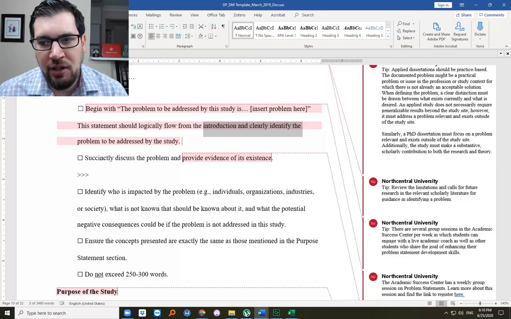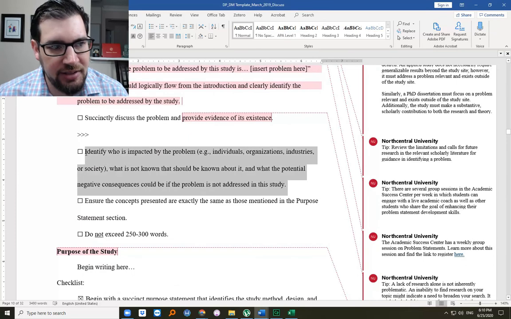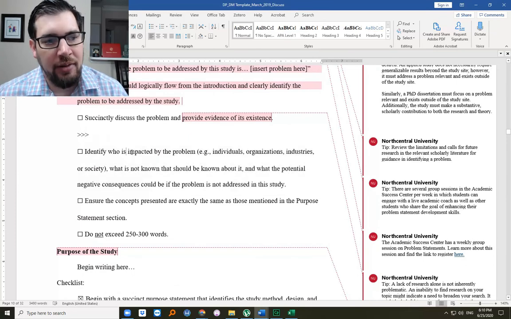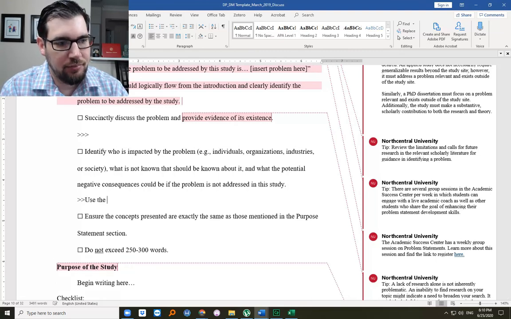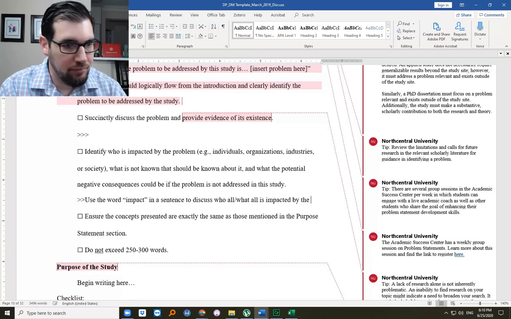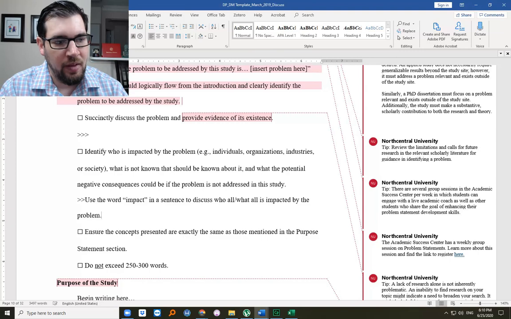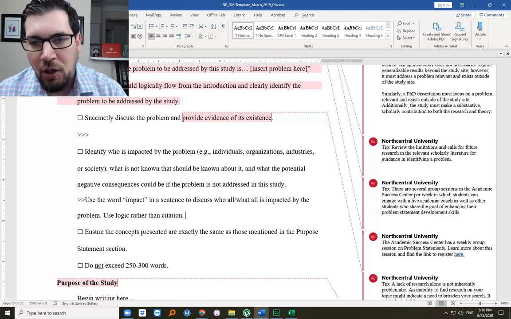One thing that's not really noted, and a lot of people skip this sentence, is that I suggest one clear sentence using the word impact. Here you're using logic rather than citations to say who is impacted.